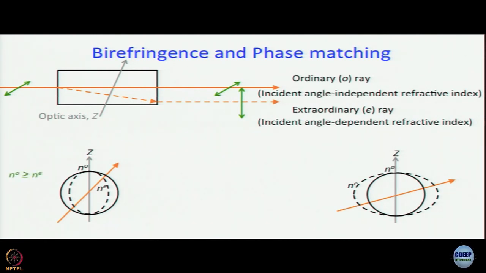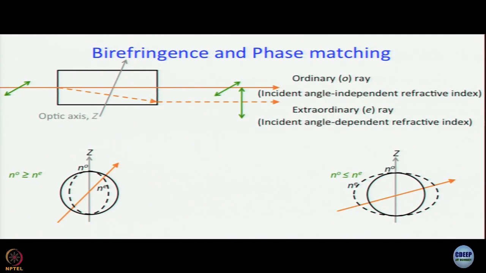Agreed? In the first one, N O is greater than or equal to N E. And the second one, N O is less than or equal to N E. When is N O equal to N E in both the cases? When is N O equal to N E? Yes. When the incidence is along optic axis, or in other words, theta equal to 0 or 180 degrees. Have we understood this diagram?